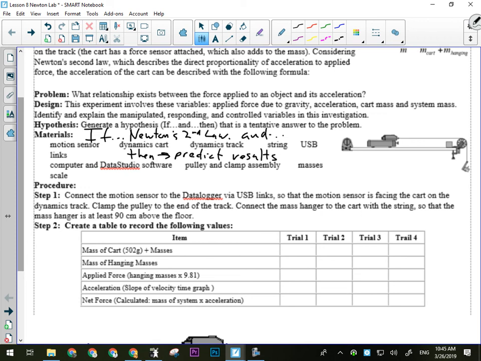That may mean that your cart actually starts somewhere in the middle here. You can put as much string as you need to put it back by the sensor if you want, but know that it's only going to accelerate as far as the masses can fall. If you're using the big long ramp, please don't use the whole big long ramp. It takes forever, and it takes a lot of string. Question? No, you're just going to use one kind of mass, and it's all these little hook masses.